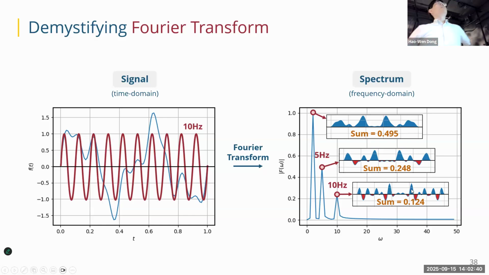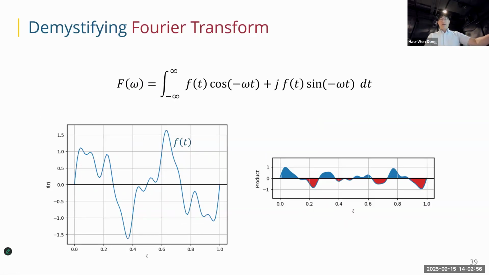And for 10 hertz, it's much smaller because there's more negative. But in general, look at these two big blue areas. Pretty much it still sums to 0.1. And for everything else, the blue and red parts just cancel out. Yeah, so that's pretty much what we have.